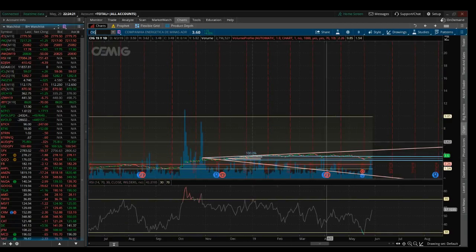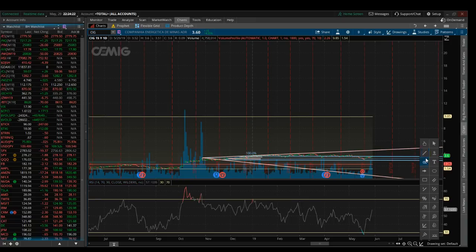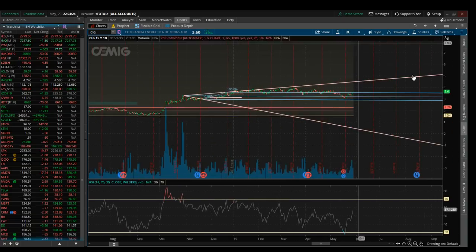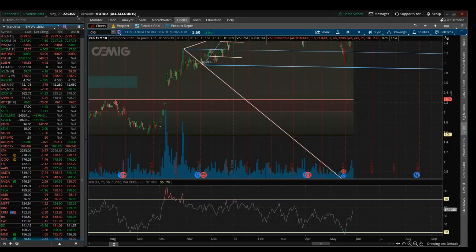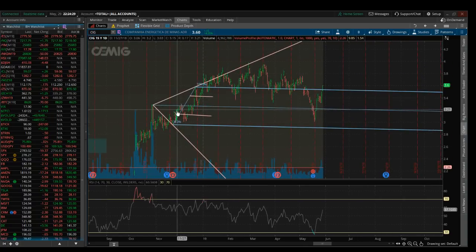Compagnia Energetica. Cool. We've obviously looked at this one before too. So this is one of those ones that we were looking at. It's a lot of sideways action since this pitchfork that we've been tracking. And so it did test the bottom of it, got through the median line, now it's back above it. So yes, this does look like it has some good bullish potential on it.